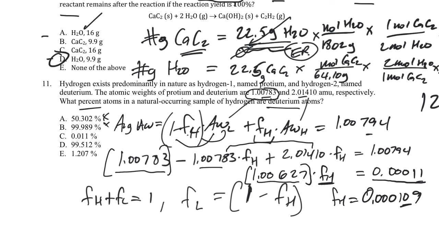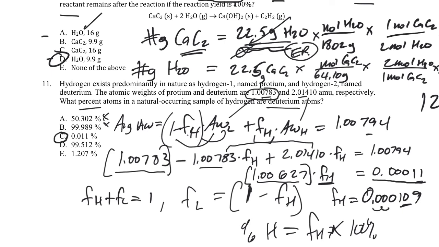So the fraction of the heavier times 100% would be the percent of the heavier. So the percent of the heavier isotope would be the fraction of the heavier times 100%. And so that's going to be 0.0109, but only 2 sig figs here, so 0.011%. So less than 0.01% of a natural sample of hydrogen is deuterium, according to this problem that we can work out using the average atomic weight of hydrogen.